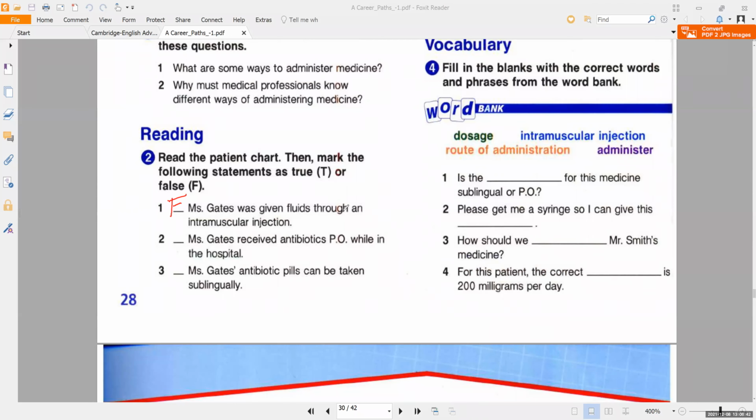Number two, Ms. Gates received antibiotics PO while in the hospital. Again, this is false too. She didn't receive any of these antibiotics. Number three, Ms. Gates' antibiotic pills can be taken sublingually. Yes, so this is true.